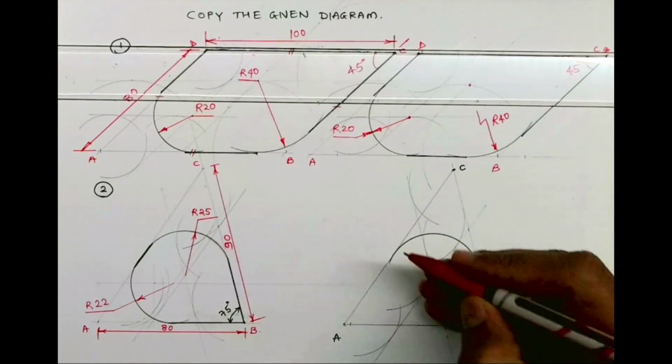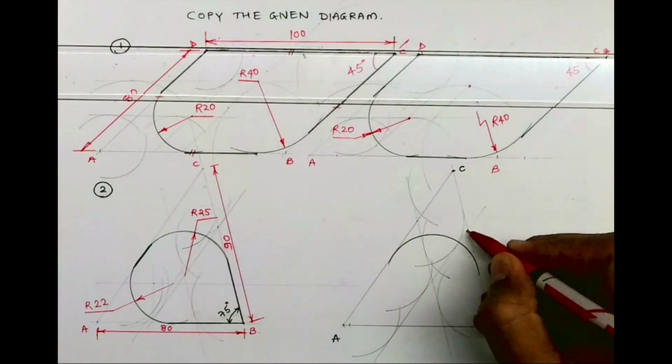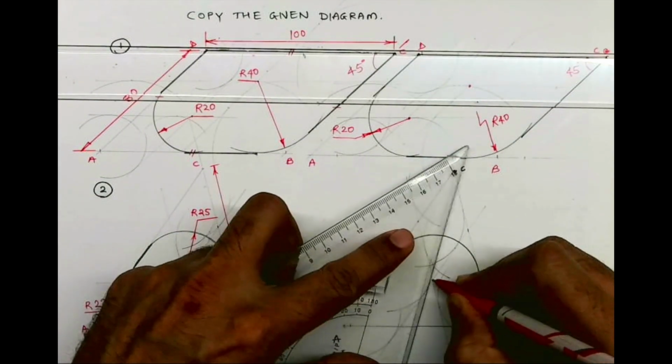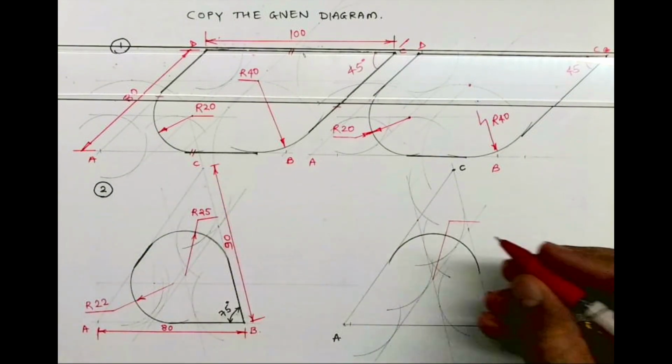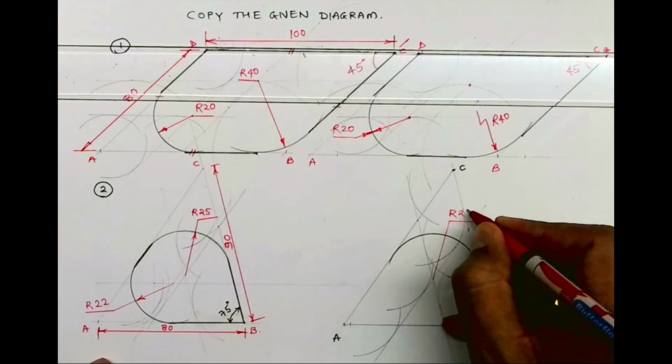It won't be the other way. This is wrong, joining these 2 points. You have to take radius 25 and then draw a curve.